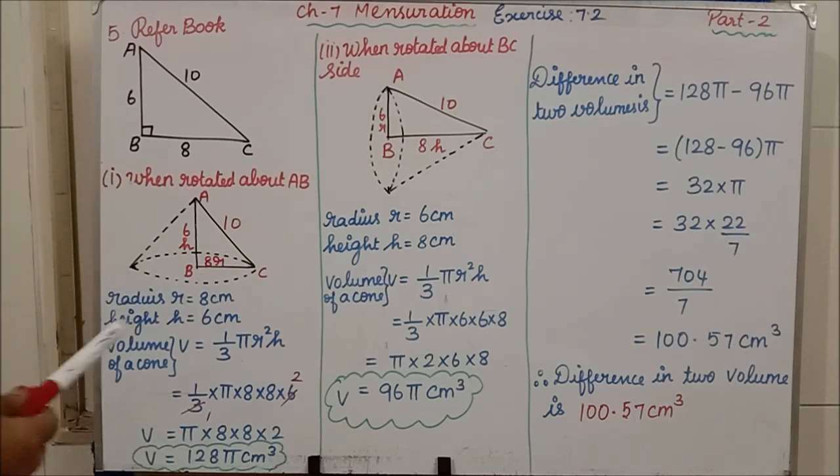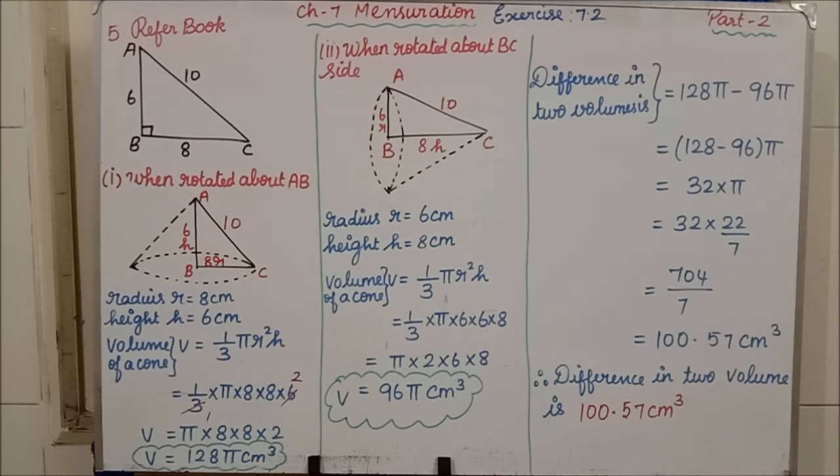Since I am calculating volume, I have to write the square units in cubic units. So here I have written centimeter cube for volume. Clear, students? When I am rotating the side AB, I am getting the volume as 128 pi centimeter cube. Clear?